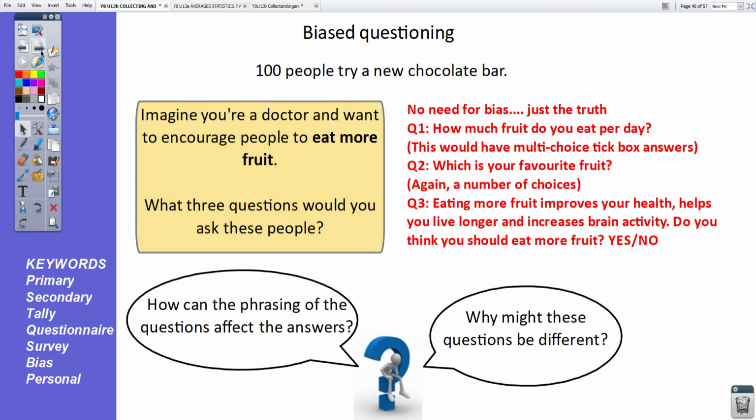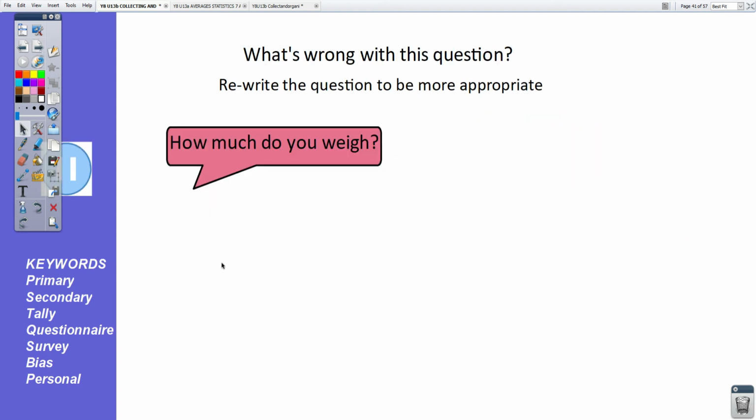Moving on. What's wrong with this question? How much do you weigh? Rewrite the question so that it's more appropriate. Pause the video, have a go, and then unpause the video when you're ready to have a look.